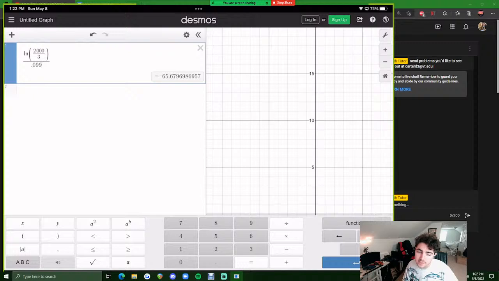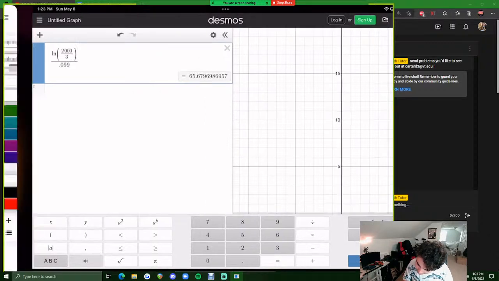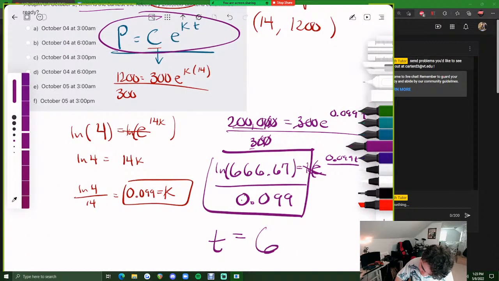65.67. So I will always round this value up in this problem, because if we round down, then really we will not have reached the full time it takes to hit the population desired, that 200,000. So we want to round up no matter what the decimal is in this problem. So 66 hours is how long we need.